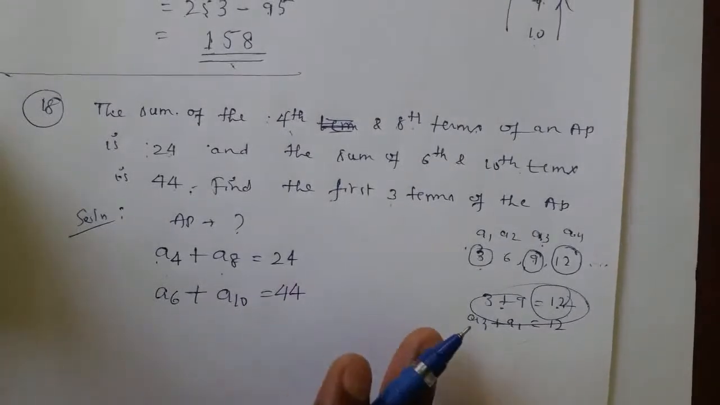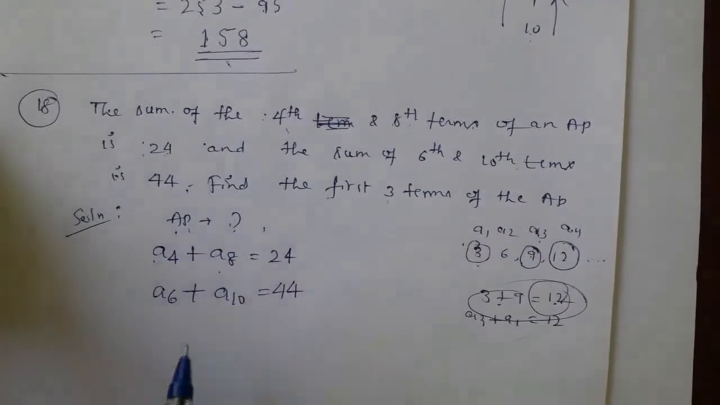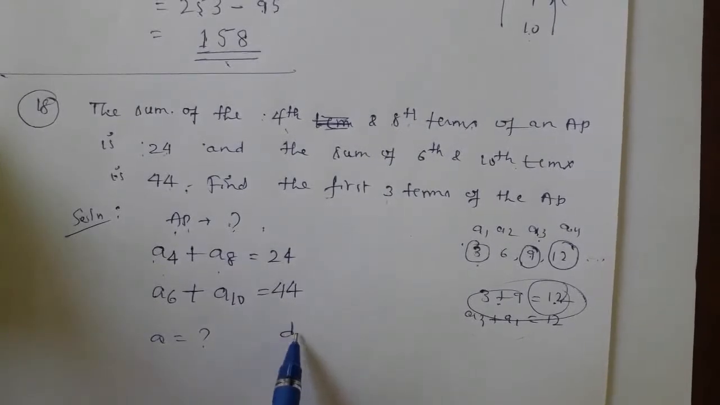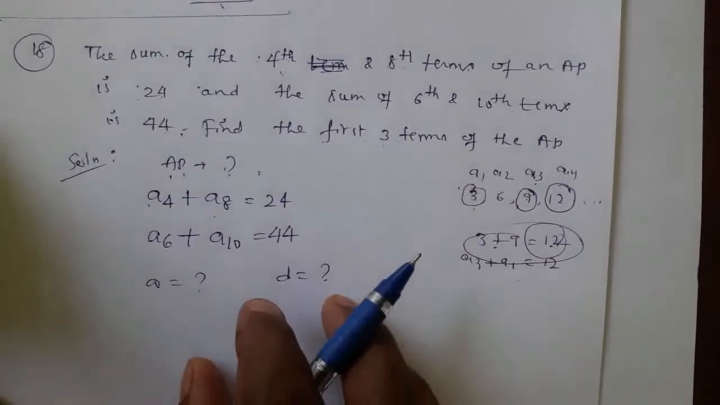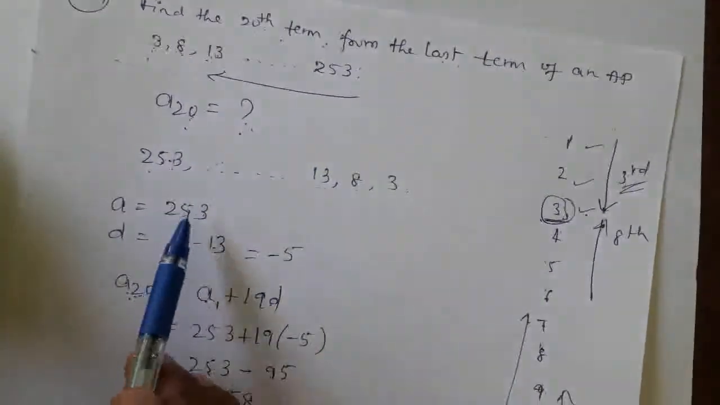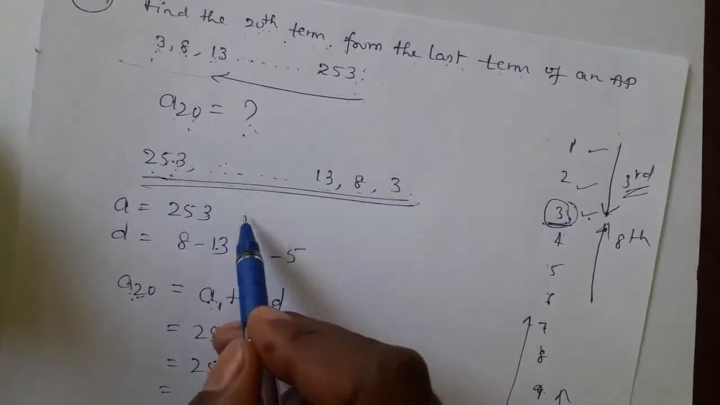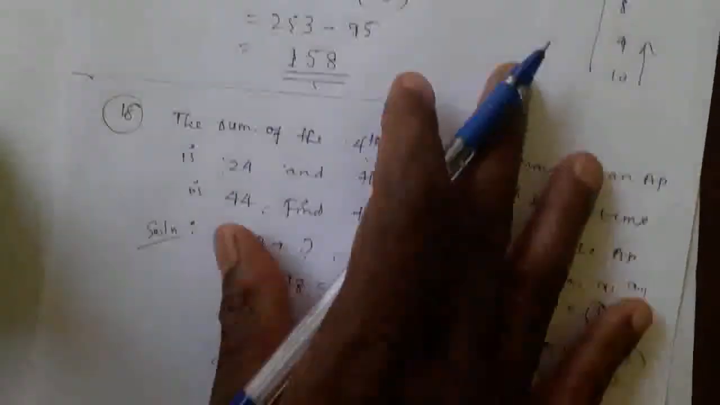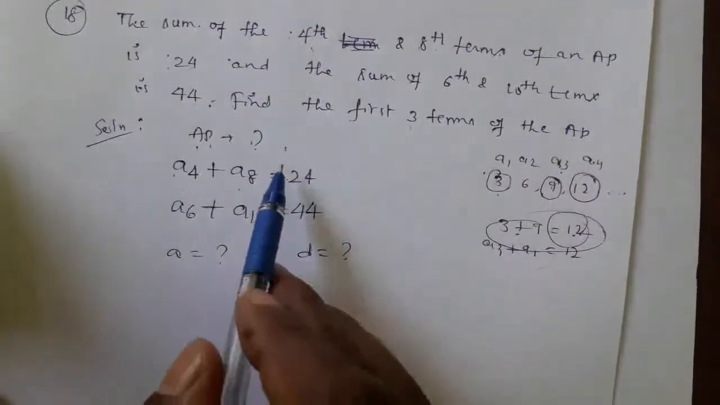So we have to find the three terms, I mean the AP is to be found. To find the AP, what is required? A and D both are required. See, in the last problem AP was given. If AP is given, A and D we will get quickly. But in this problem AP is not there. So to get A and D, we have to use the clues.